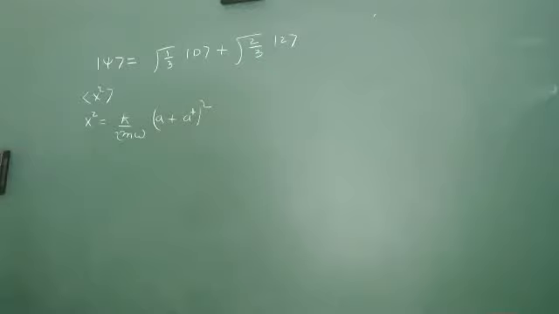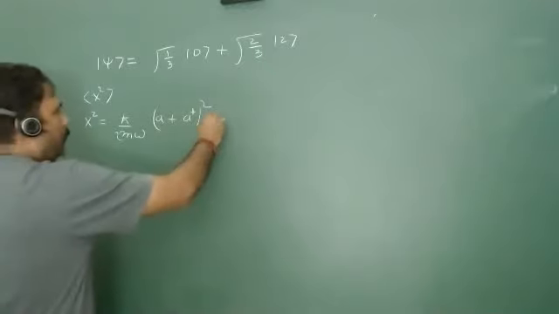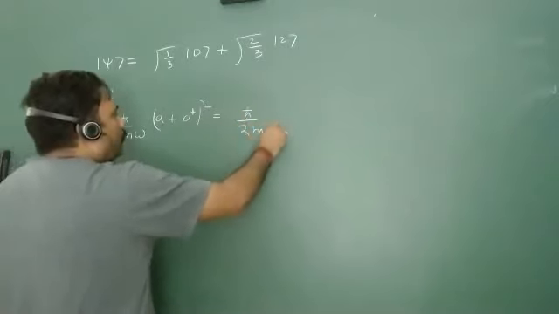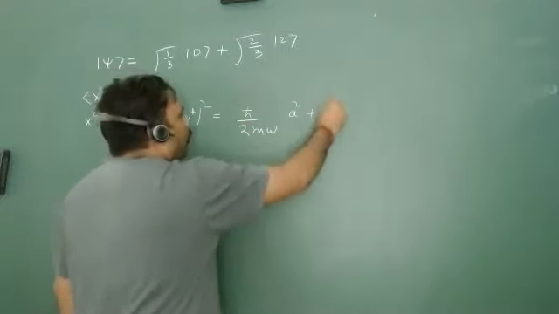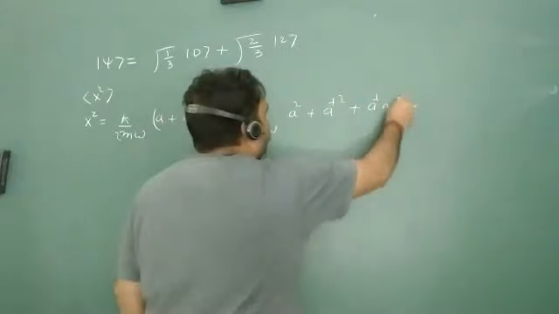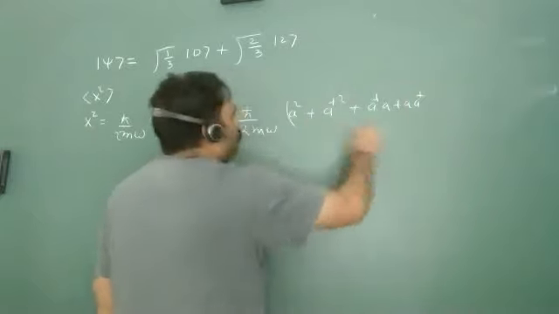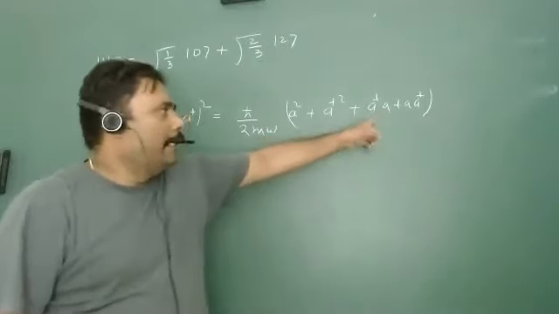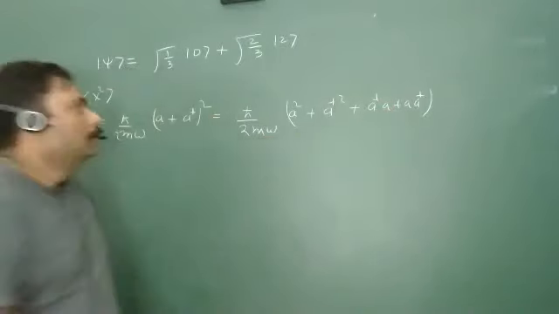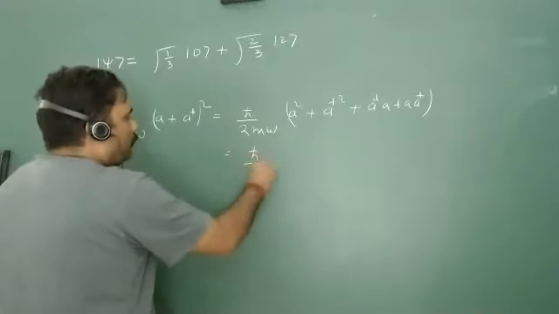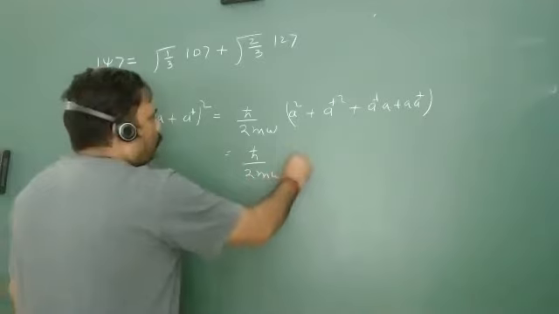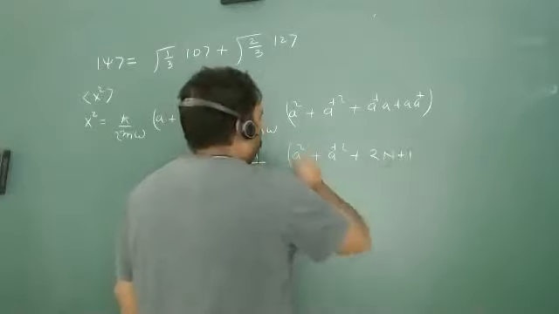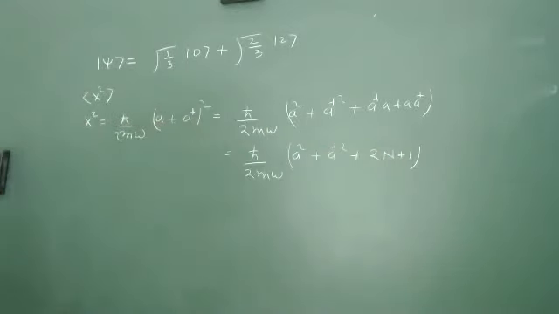Remember in the last class? This x square can be written as h cut upon 2m omega (a square plus a dagger square plus a dagger a plus a a dagger). Remember this thing? And what is a dagger a? N. What is a a dagger? N plus 1. So this will be h cut upon 2m omega (a square plus a dagger square plus 2n plus 1). Now let us figure it out.